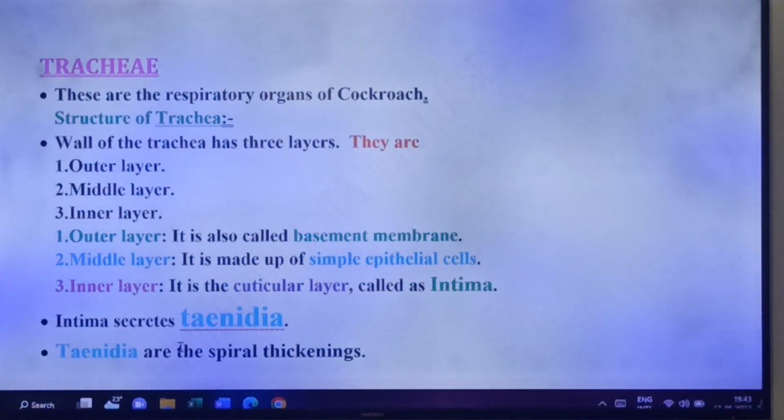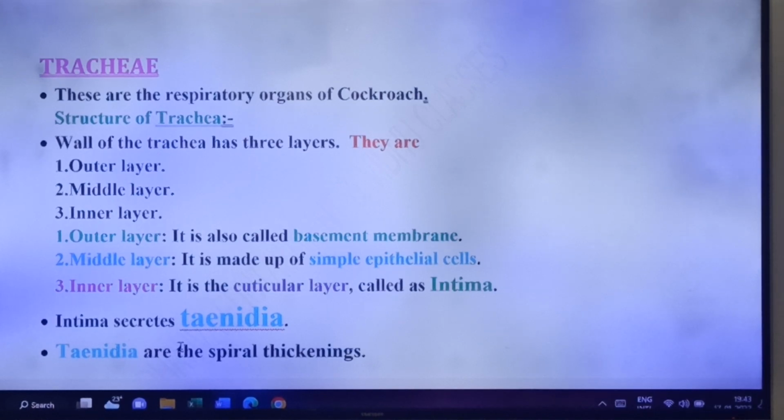Once again, a 2 marks question: what is intima? The inner cuticular layer of the trachea is called the intima.